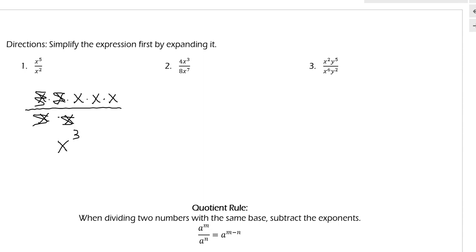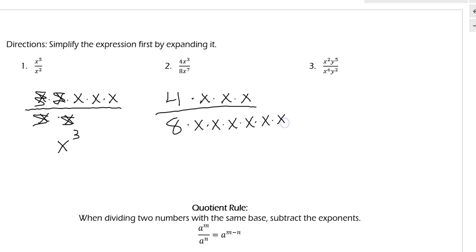Looking at our second one, right, I have 4 over 8 times 7 x's. 2, 3, 4, 5, 6, 7. Right? The x's again, it's easier.